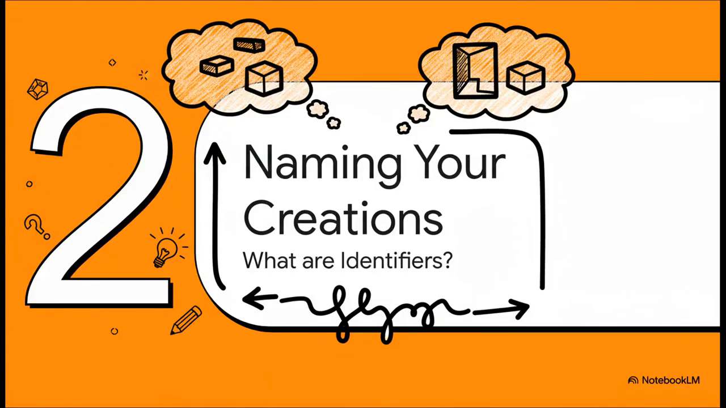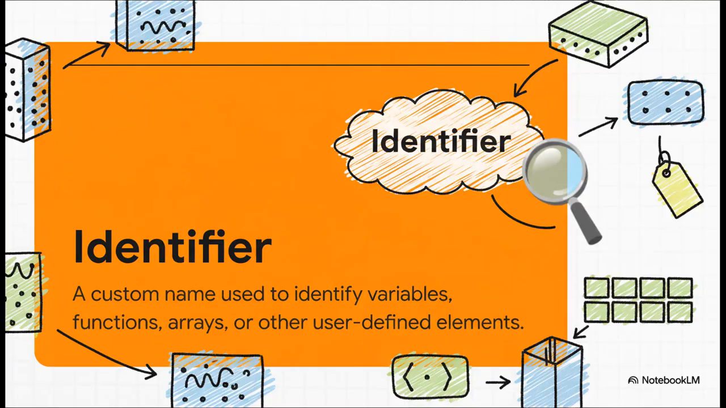Now this is where you, the programmer, get to be creative, because these are the names that you get to make up for all the custom stuff in your code. So what is an identifier, really? It's just the name. It's a custom label that you invent to keep track of things in your program. Think of it like putting a name tag on a storage box so you know what's inside. This box holds the player's score, that one holds a list of names.